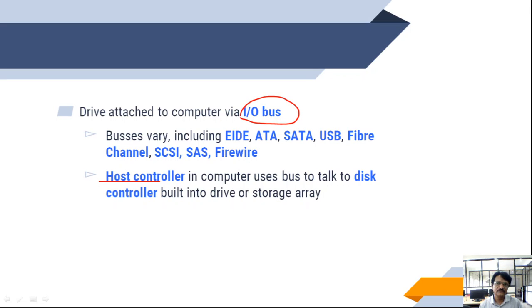So mainly we need to understand that we have different IO buses to transfer data from one place to another in the hard drive, and this is how a typical hard disk is.